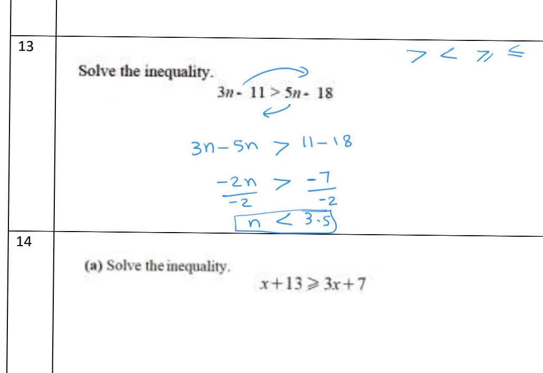You can represent the solution on the number line. If this is 3.5, I need all the numbers before 3.5. All these numbers before 3.5, less than 3.5. Okay?